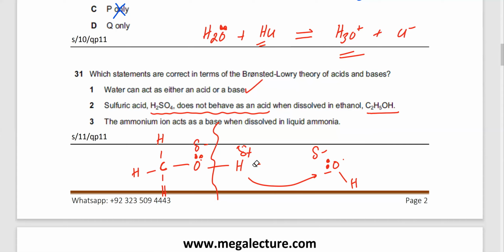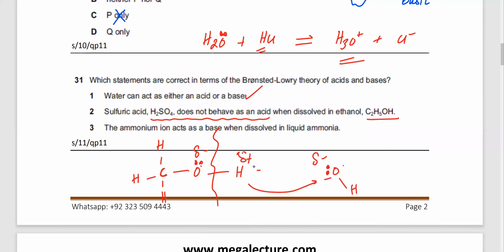Anyways, the statement that sulfuric acid does not behave as an acid when dissolved in ethanol is true, because you need a base at the other end. You need something capable of accepting H+ ions. The problem is ethanol itself is losing H+ ions, so there would be too many H+ ions in the solution. Somebody should be there to accept the H+ ions, which is not present.